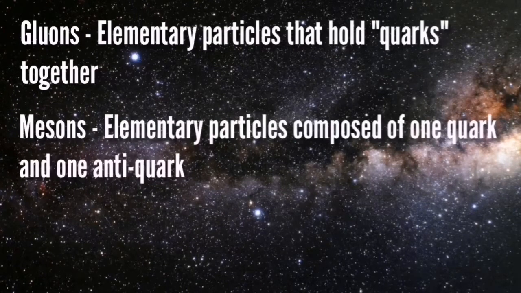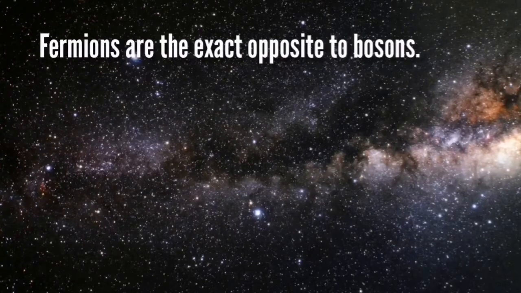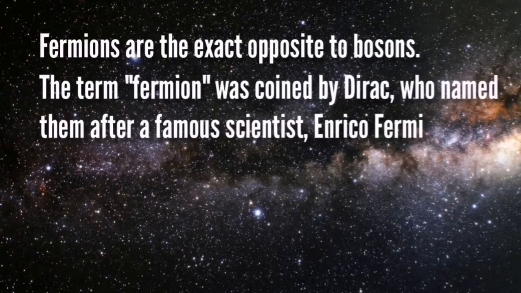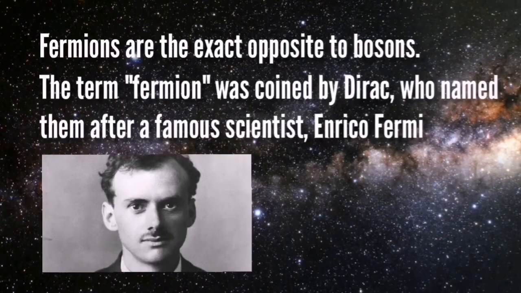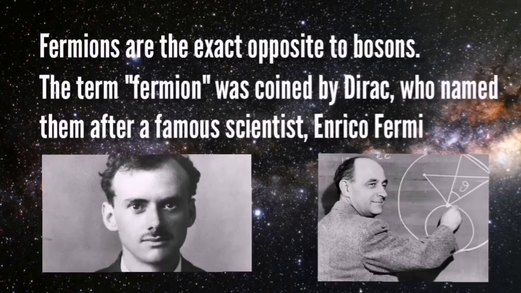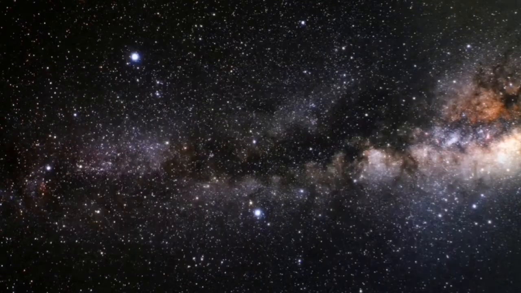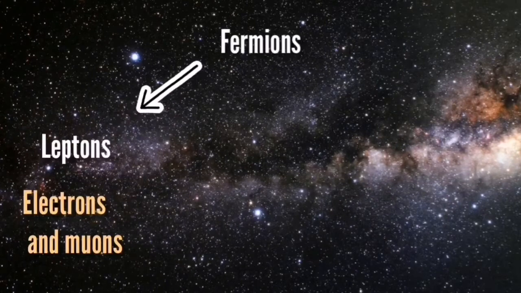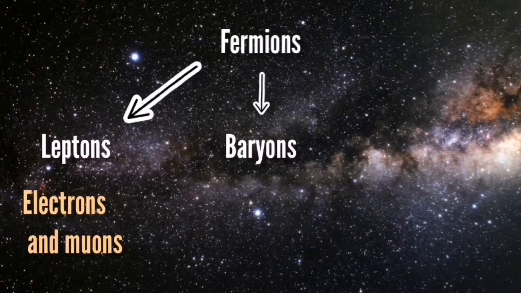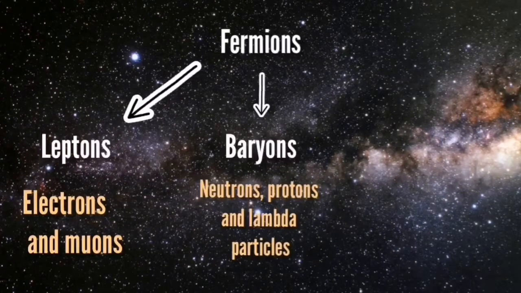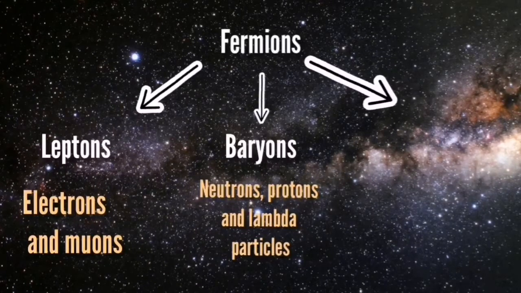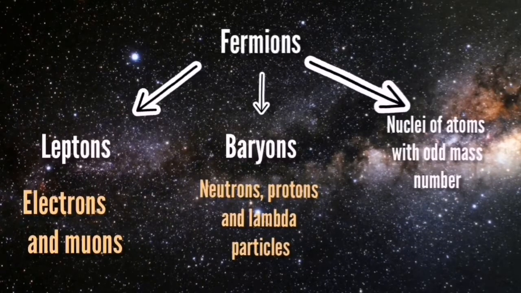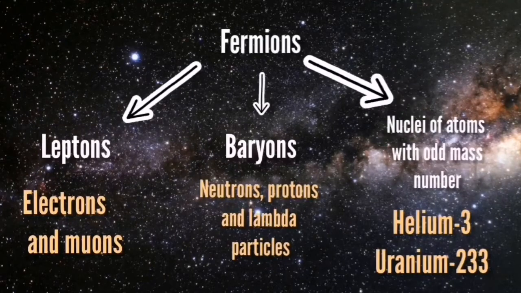On the other hand, fermions are the exact opposite to us. The term fermion was coined by Dirac, who named them after a famous scientist, Enrico Fermi. Fermions include particles in the class of leptons, for example, electrons and muons, in the class of baryons, for example, neutrons, protons and lambda particles, and also nuclei of odd mass number, for example, helium-3 and uranium-233.